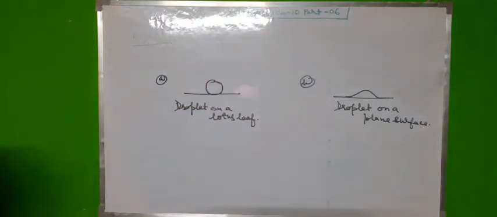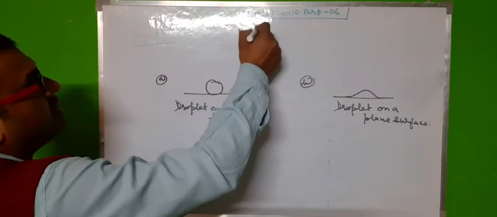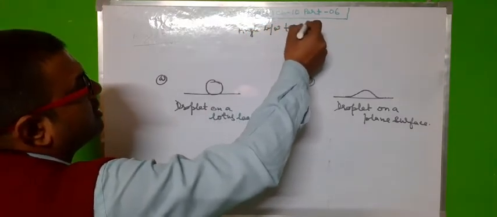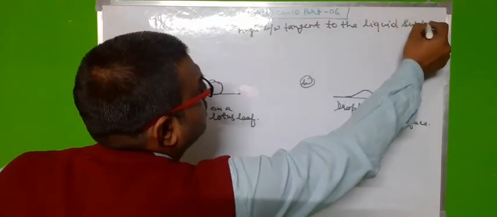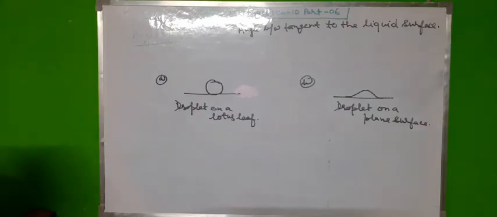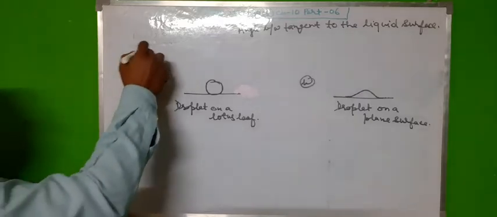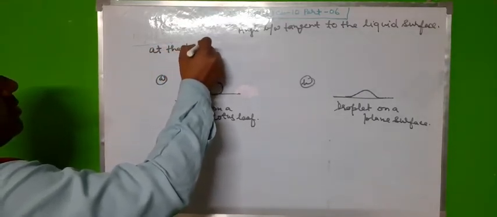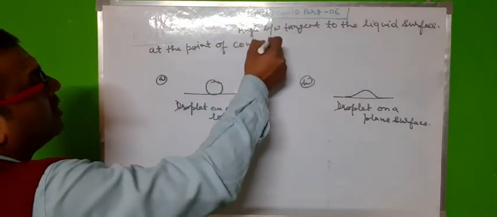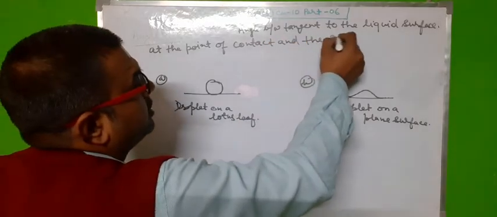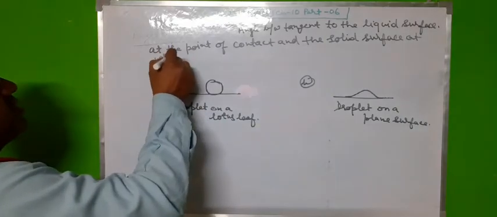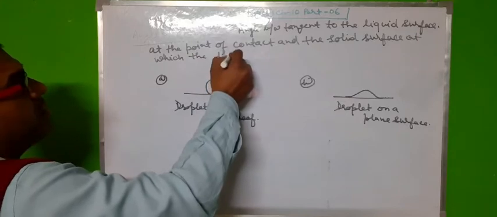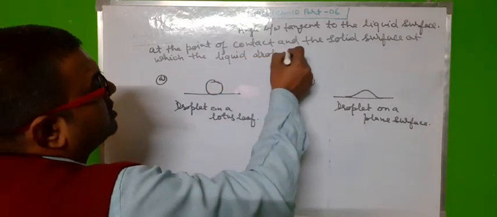So what is the angle of contact? Angle of contact is the angle between the tangent to the liquid surface at the point of contact and the solid surface on which the liquid drop is kept.